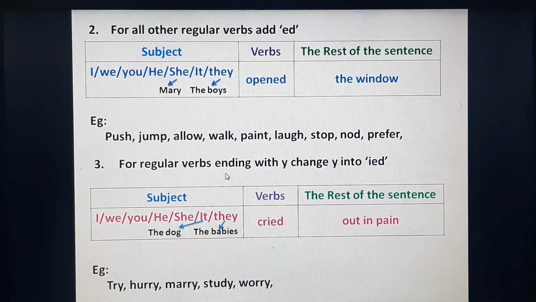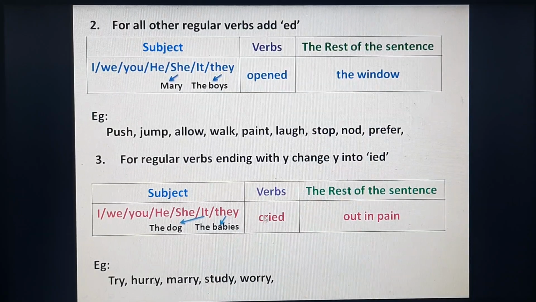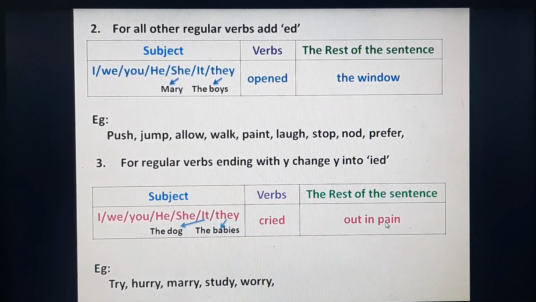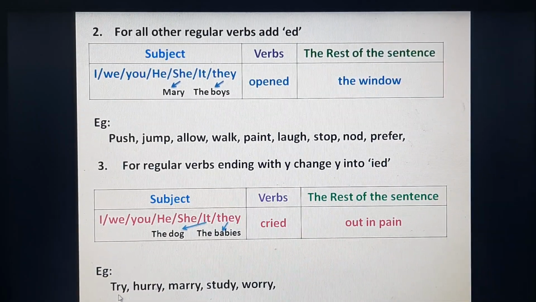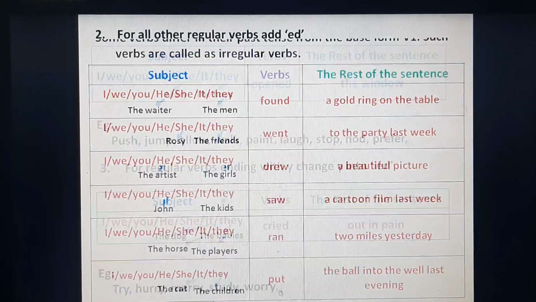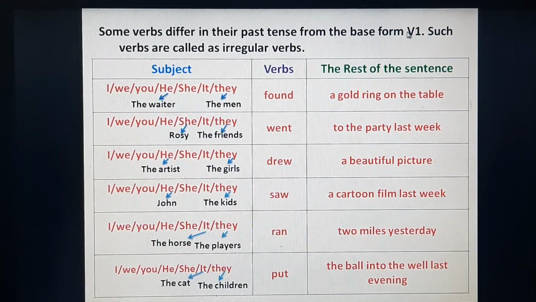For regular verbs ending with y, change y into ied. Cry, cried. We cried out in pain. The babies cried out in pain. He cried out in pain. So we have verbs try, tried. Study, studied. Worry, worried.